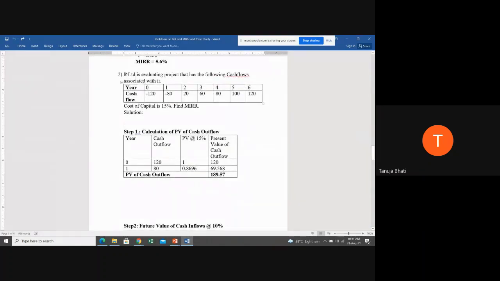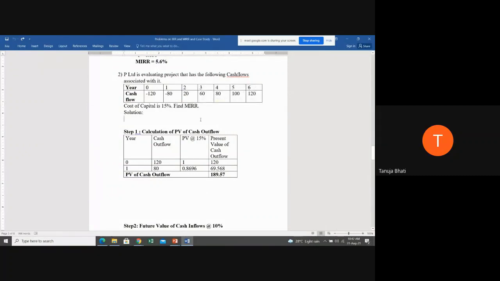P Limited is evaluating a project with the following cash flows associated with it, from year 0 to year 6. Now tell me, you all have to tell me whether it is a cash inflow or outflow. For year 0, minus 120, is it a cash inflow or outflow? Outflow. In year 1, it is minus 80, so it is an outflow. From year 2 to year 6, it is positive figures, so they are inflows. Very good. Find MIRR.